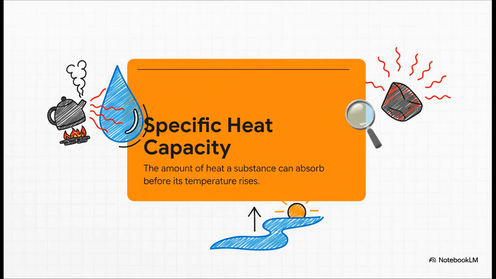But here's the thing. Not all materials heat up at the same rate. Some are like sponges for heat. They can soak up a ton of energy before their temperature actually starts to rise. And this property has a name: specific heat capacity. Water is the superstar here. It has a super high specific heat capacity, and you know this intuitively. It's why it feels like it takes forever to boil a pot of water on the stove.